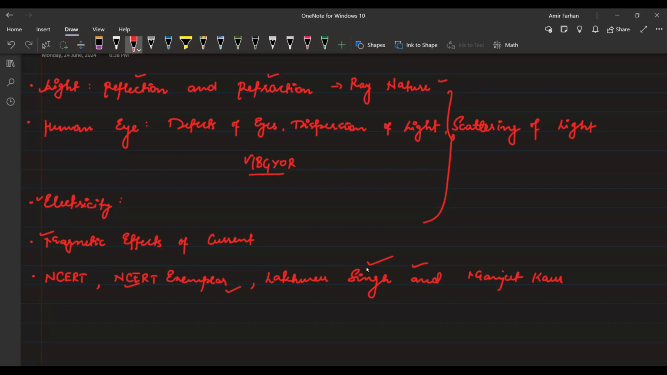So you can take it as a reference, and sometimes you're not able to understand what language is given in NCERT. But in this book, the language is completely for the students. Very basic language in simple words. No fancy words are used. Yeah, so this book is very famous in the North Indian parts.